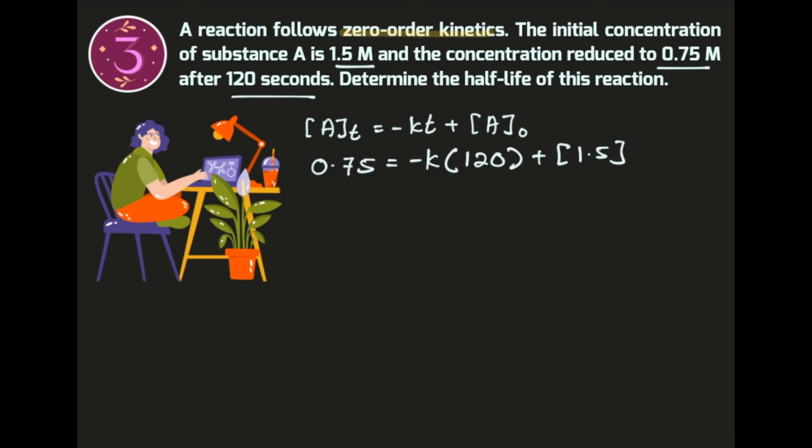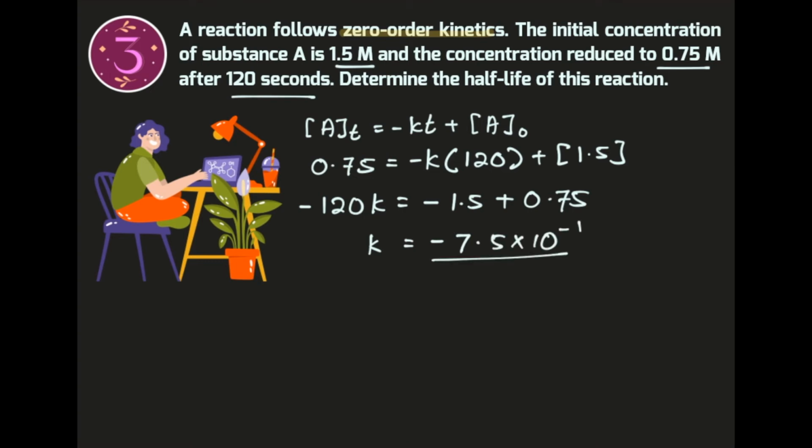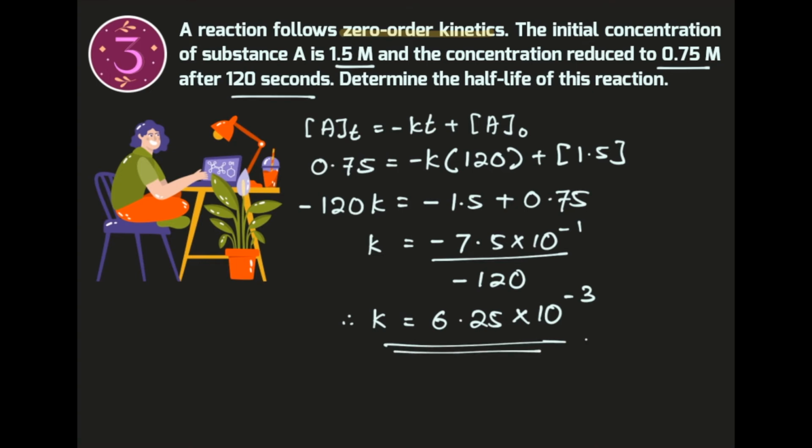So from there we can say that negative 120K is equivalent to negative 1.5 plus 0.75. So you get your K is equivalent to negative 7.5 times 10 to the power of negative 1 divided by negative 120. Therefore, you will get the value of K is equivalent to 6.25 times 10 to the power of negative 3. So this is the first part of the calculation.